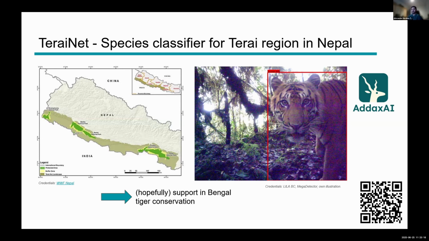Nepal Tiger Trust, they collect a lot of camera trap images in this area, and they could certainly benefit from using machine learning to reduce the manual effort that is required to analyze them. So I started building this with a lot of support from the community as well, using open source tools. And now all the code is available freely on GitHub. The model is deployed in ADAX AI. And I hope this is going to be supportive in Bengal tiger conservation.